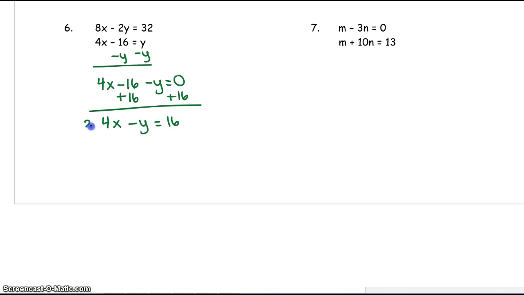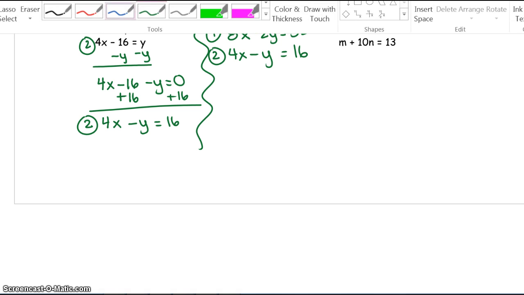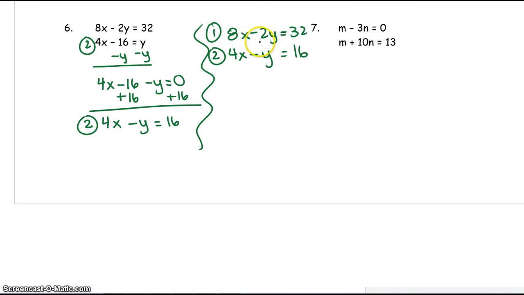Alright, so this is my second equation. I just changed it. I'm going to rewrite them all. So here's what that looks like. 8x minus 2y equals 32 is my first equation. My second equation is 4x minus y equals 16. Alright, I can't cancel anything right away, but what I can do is multiply the bottom one by negative 2, because 4 times negative 2 is negative 8x, which then would cancel that out.